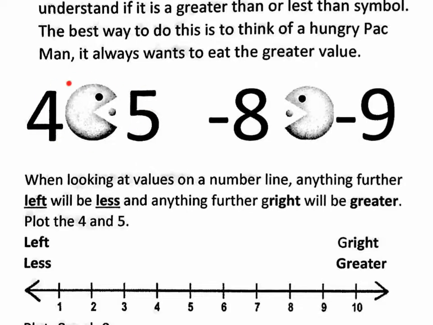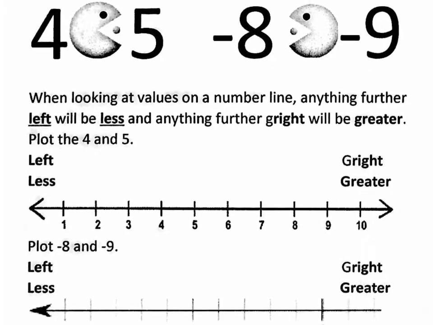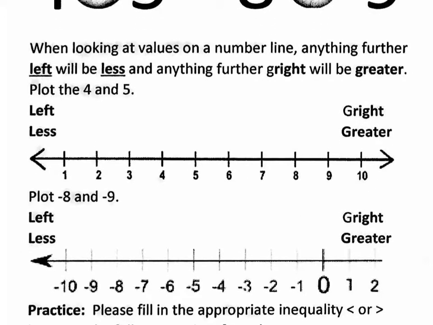This first one right here, the 4 and the 5, when we compare it, down here we have a number line, and it says, let's plot 4 and 5. And anything on the left side will be less. Anything on the right side will be greater. That's why I put these notes right here on the number line. So let's plot the 4 and the 5. Get your pencil right now and put a dot on 4. Put a dot on 5. And you could clearly see that 5 is on the right side of 4. So 5 is greater than 4.